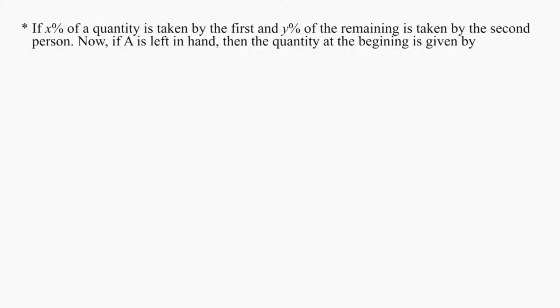If X% of a quantity is taken by the first person, and Y% of the remaining is taken by the second person, now, if A is left in hand, then the quantity at the beginning is given by A into 100 into 100, by 100 minus X, into 100 minus Y.